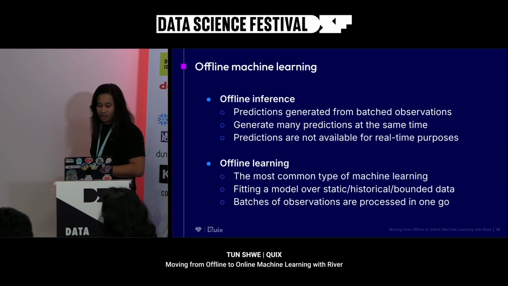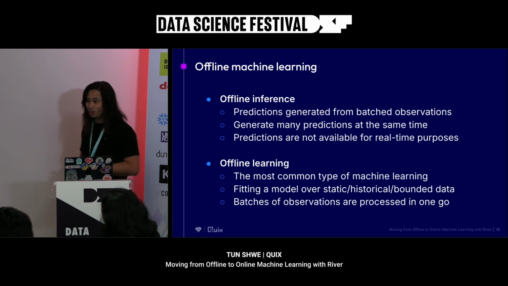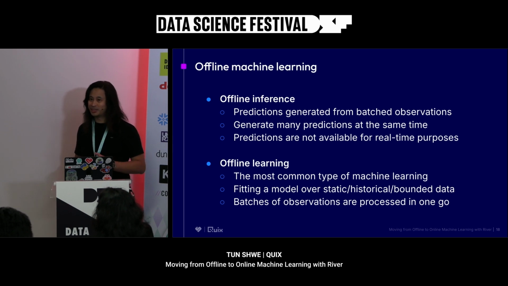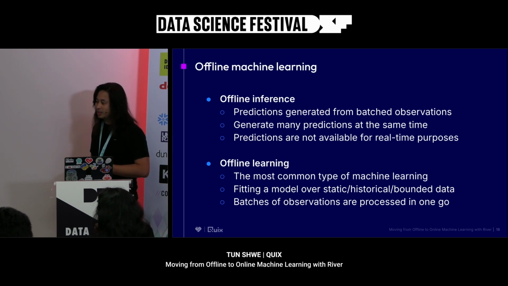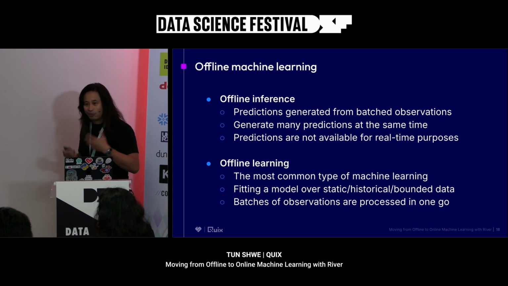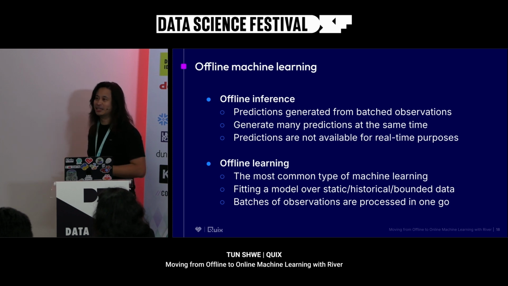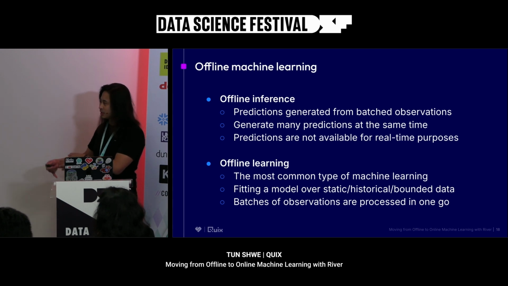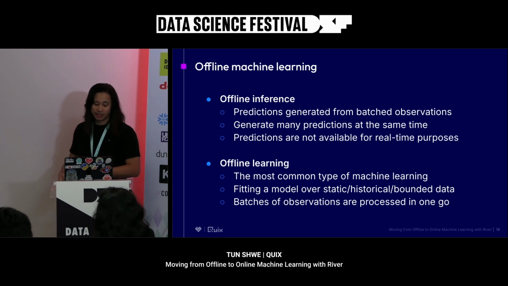Let's get on to offline learning. This is probably what anyone that does machine learning is doing for the most part. It's the most common type. It's when you fit a model over static or historical or bounded data. So it's usually a data set that is static or fixed. If you're a data scientist, being a data engineer, normally we'd get a request in, like a ticket that says, right, I need all the data between this week and this week, and then you generate that, and that's your static data. So that's a bounded data set, and that's generally what you'd use for your machine learning.